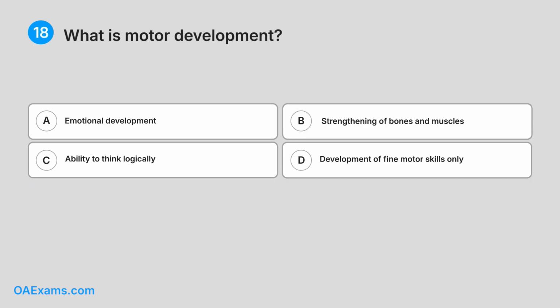18. What is motor development? A. Emotional development. B. Strengthening of bones and muscles. C. Ability to think logically. D. Development of fine motor skills only. Do you know the answer?